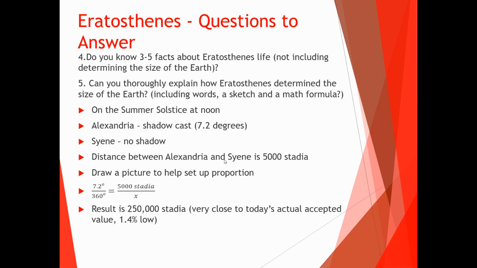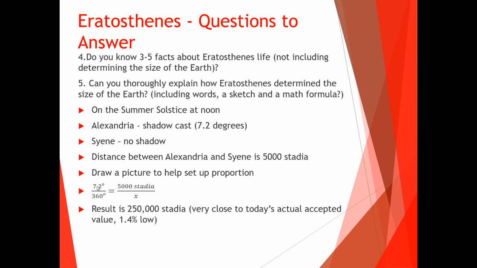The distance between Alexandria and Syene was 5,000 stadia, and we're working in stadia just because it makes this number of 5,000 a very easy and very nice round number. So then I would say draw a picture to help you set it all up, and you've got a number of examples for that, and I'm not going to try to do that here in PowerPoint.